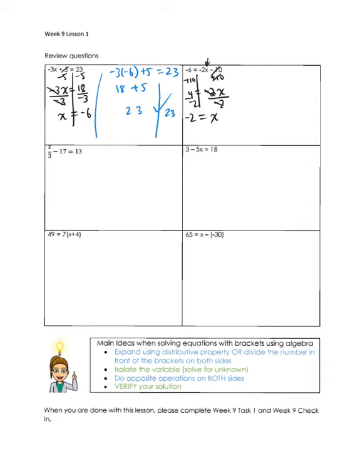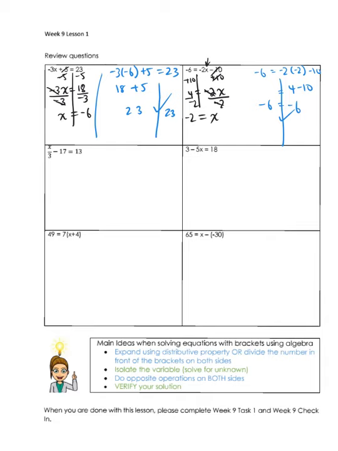Okay, to verify, I just go negative 6 is equal to negative 2 times negative 2 minus 10. That gives me negative 2 times 2 is 4, minus 10 is negative 6. I have negative 6 on both sides, so this works.